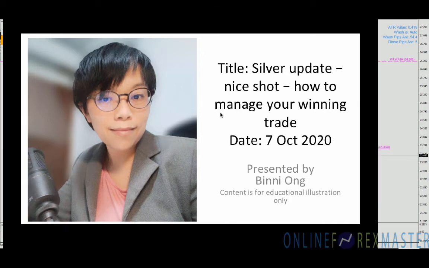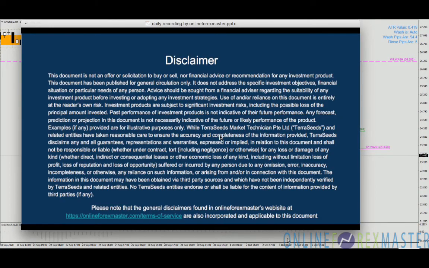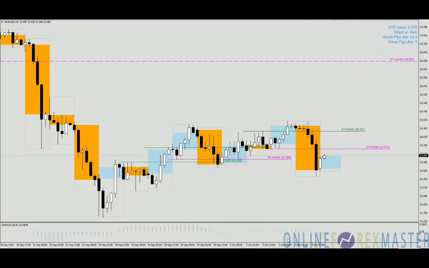Let me just flash the disclaimer for a while. Now this is the chart on silver. So what we had was a sell at this bar here, which was about 24.10. So that's the sell bar that we had.